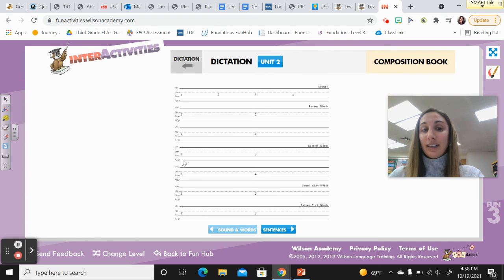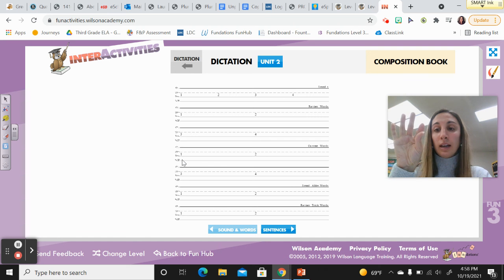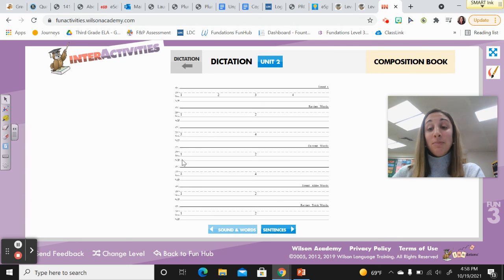Say it. Camped. Last week we camped in a tent. Our base word is camp. Let's tap the base word. Go. K, p. Camp. And then make sure you're writing camped. Put it in the past tense. Spell it and then mark it.